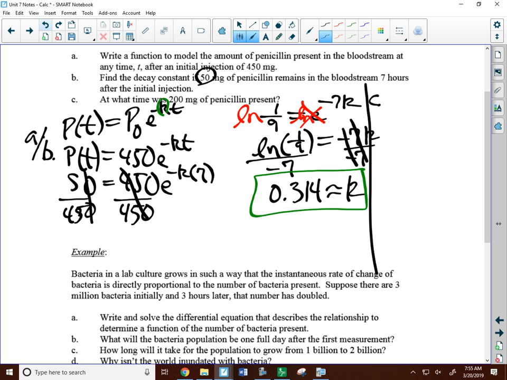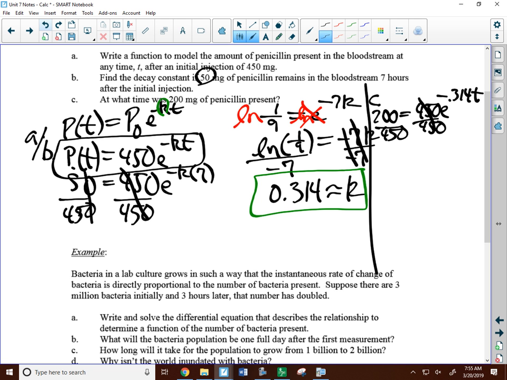So let's see if I can squeeze it in here. I'm going back to my equation. I'm looking for time. I'm going to put in 200 for the amount. So I'm putting in 200 equals 450 e to the negative 0.314 t. If you're solving for k or time, they're both basically the same process, right? I'm going to have to divide by 450, do an ln, and divide. So I'll run through this. It's very similar to part B.